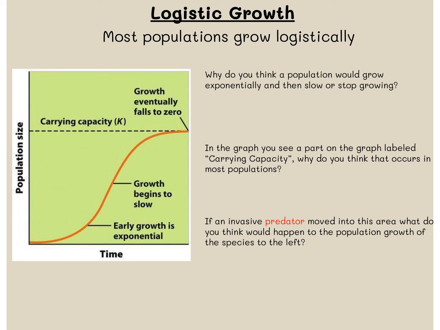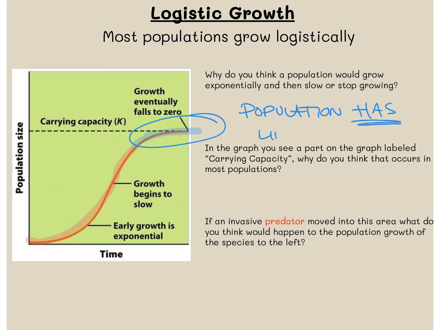Most populations on the planet grow what's called logistically. A logistically growing population, the graph is going to look like the one you see in the image. You can see that at first they grow exponentially, but then you'll see it level off. The population will stop growing. So let's answer these questions. Why do you think a population would grow exponentially and then slow or stop growing? Well, the right answer here is because now the population has some limiting factors.